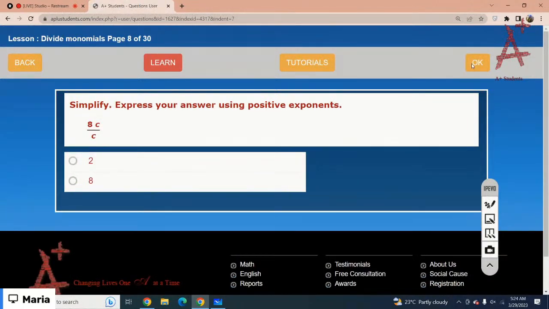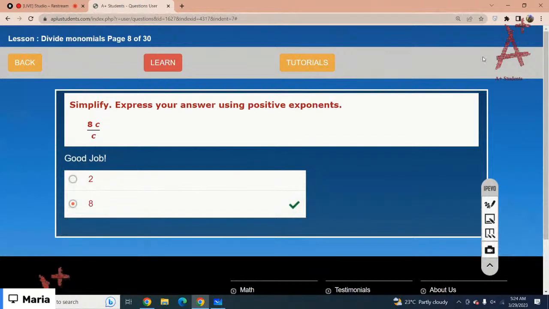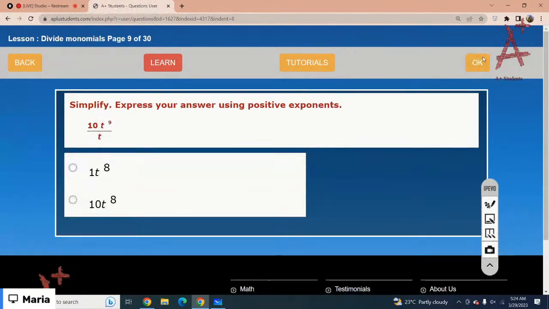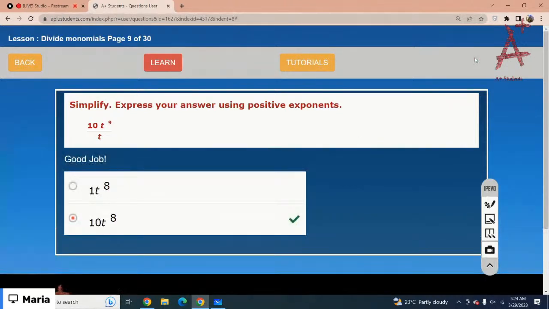Okay, it's c divided by c. So which is the correct option? You can cancel out the c. You are left with just 8. So 8 is the correct option. Which is the correct option? The correct option is 10t^8. Got it? Option number 2 is the correct option.